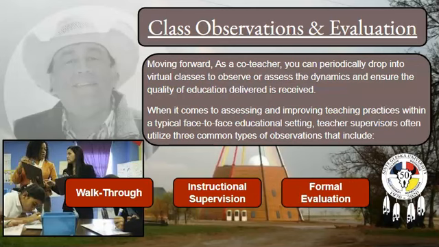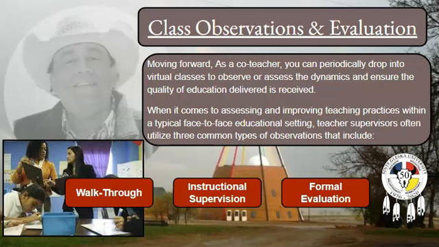And formal evaluations. The focus of a formal evaluation is typically aligned with established teaching standards or performance indicators set by the school organization. Formal observations are more extensive and may last an entire lesson or multiple lessons. Each type of observation serves a distinct purpose and offers valuable insight into the effectiveness of teaching and learning in the classroom.